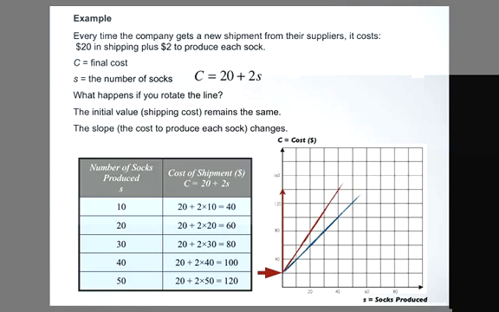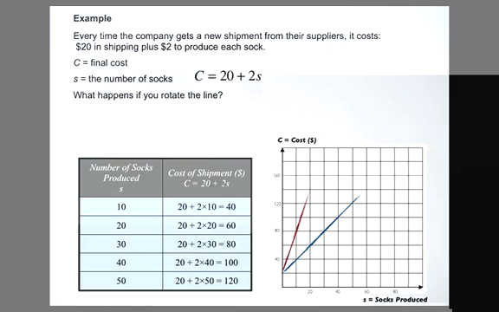In this situation, our slope has changed, and you can tell that by a rise over run, a rise of 120 and a run of 40, which leaves us with a cost to produce each sock, or a slope, or a rate of change, of $3. This would affect our table of values by changing our equation. Instead of C is equal to 20 plus 2S, we would have C is equal to 20 plus 3S, and each value would change accordingly.